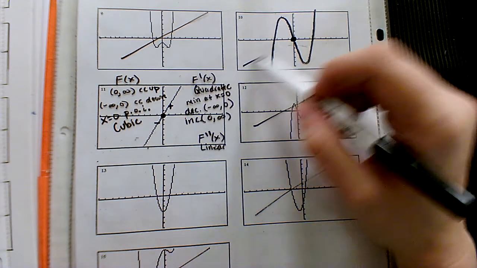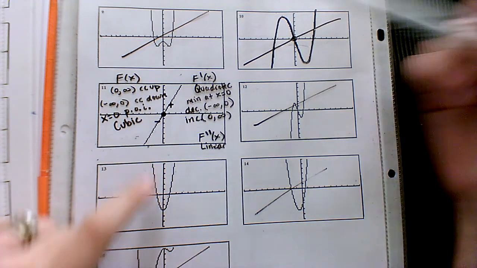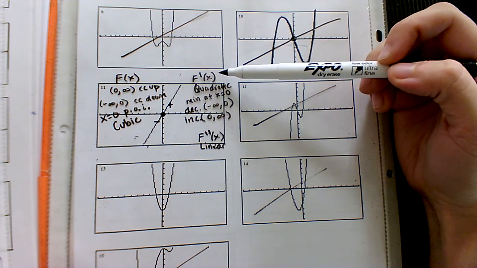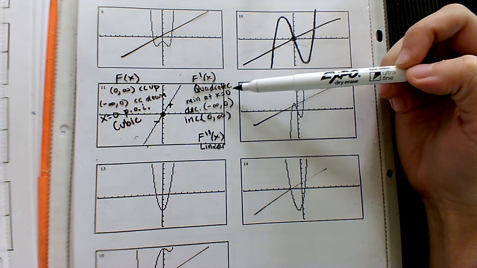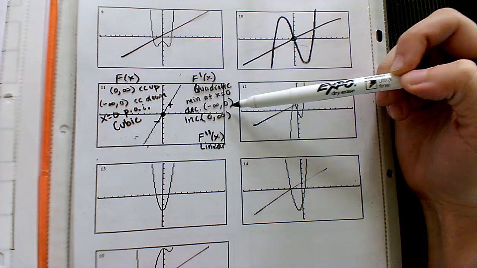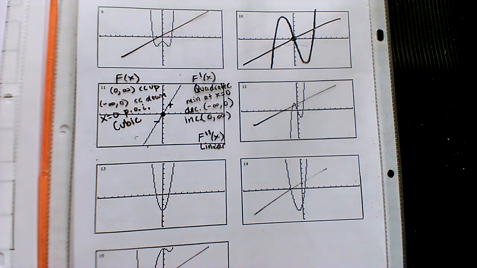Okay, so we'll cross that one out. Let's go ahead and now try to find the derivative graph. So we're looking for a quadratic that has a minimum at x equals 0, and you're decreasing before and increasing after.